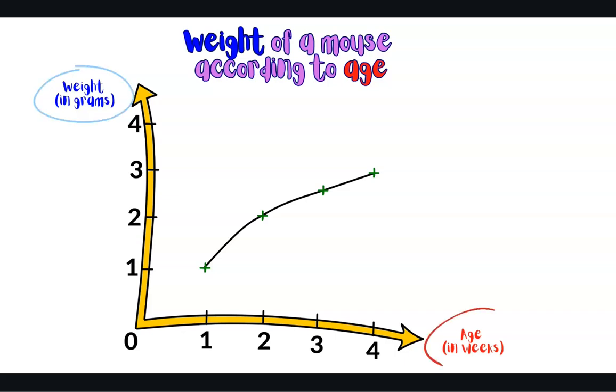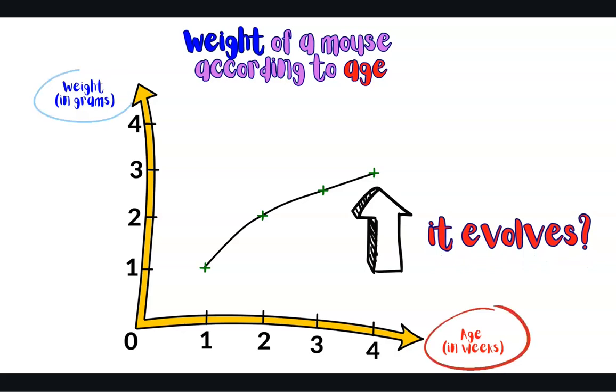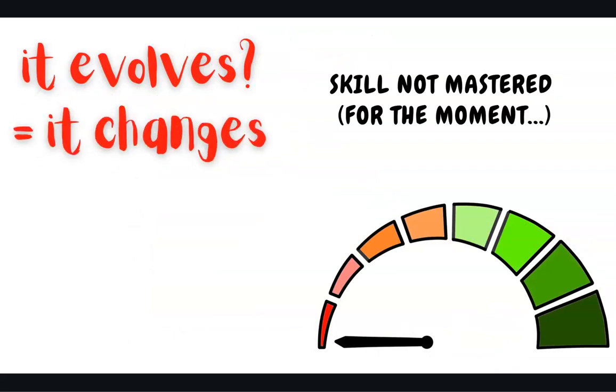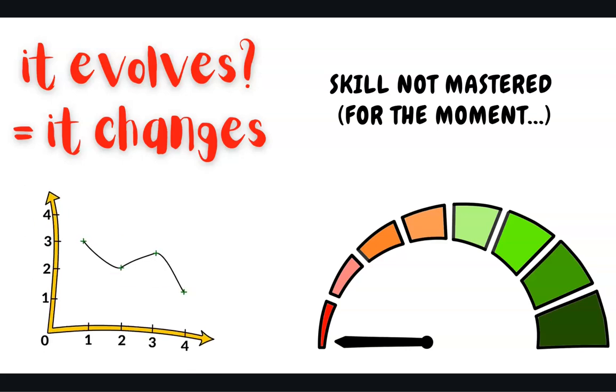When I ask students to describe this graph, some of them say that it evolves. So it evolves. If we ever assess skills, it will be considered an unmastered skill. Indeed, when we say it evolves, it is the same as saying it changes. And it changes does not give us much information. It changes could mean it increases or decreases, so it is not very precise.